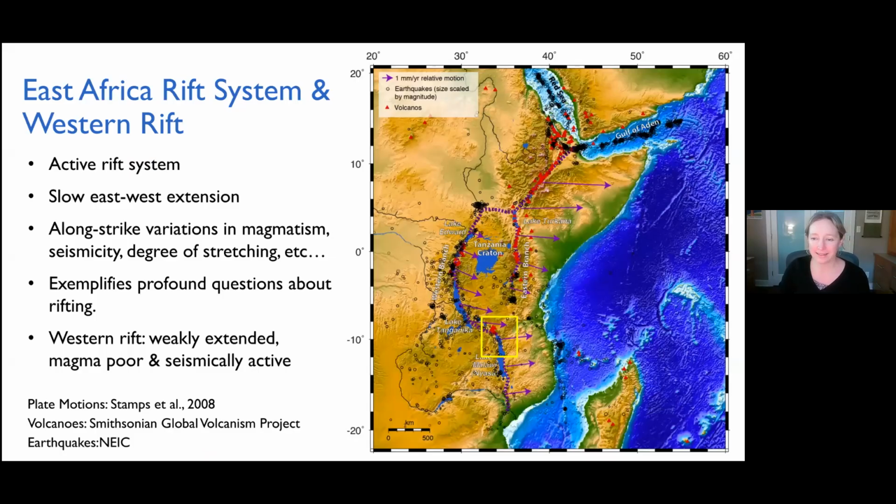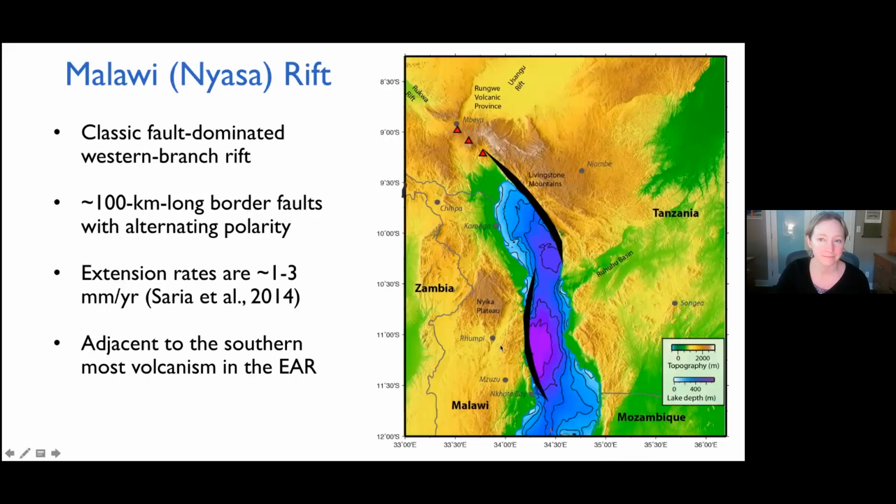And to think about this, I'm going to take you to the southern part of the East Africa Rift system. Here's the Malawi Nyasa Rift. This is in a part of the East Africa Rift system that's experienced less total extension. It's at an earlier phase in its development. It's a very fault-dominated system, like a lot of the rift basins along the western rift of the East Africa rift system. And so now we're going to zoom in here to the Malawi Rift.